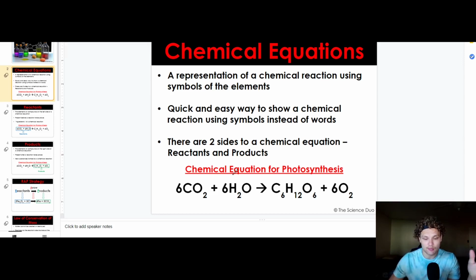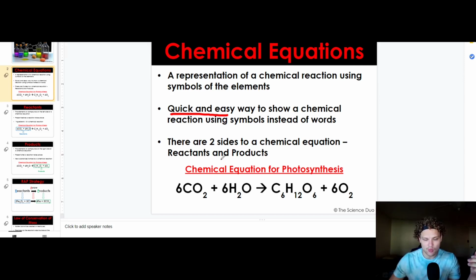So right now we have carbon dioxide gas being combined with water in order to make glucose and oxygen. This is our equation for photosynthesis. The chemical equation is supposed to make it quick and easy to read and understand what exactly is going on in a certain chemical reaction.